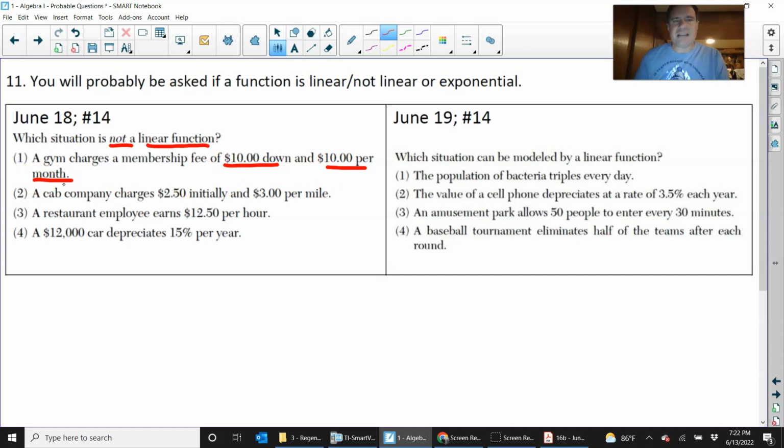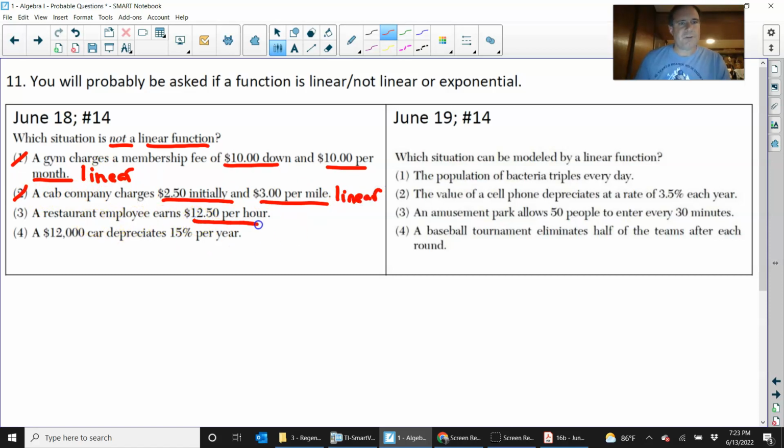Okay. Not a linear function. $10 down, $10 per month. Another $10 per month. Another $10 per month. This is steady. This is linear. They're looking for one that's not linear. A cab company charges $2.50 initially and then $3 per mile. The first mile, $3. The second mile, $3. The fourth mile, $3. Every mile, $3. That is linear. It's a constant rate.